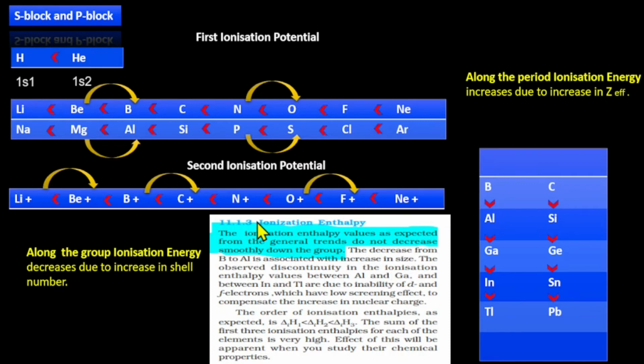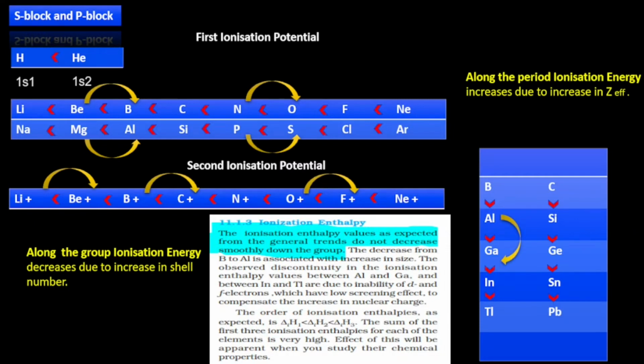So the ionization enthalpy values, as expected from the general trend, do not decrease smoothly down the group. It is talking about the boron family. You can find this paragraph in the P block of class 11th. So what it is saying is that it is not a very smooth decrease in ionization enthalpy along the group, but there are some changes. What are those?